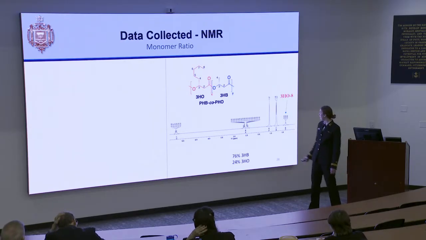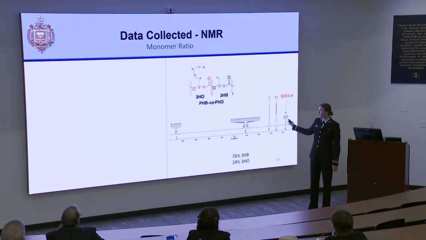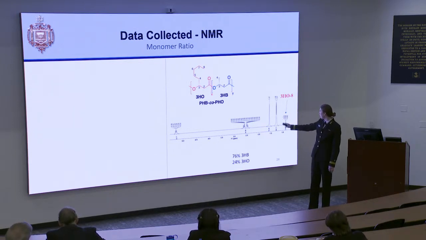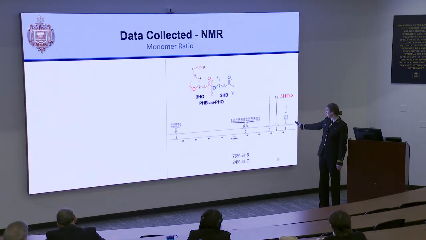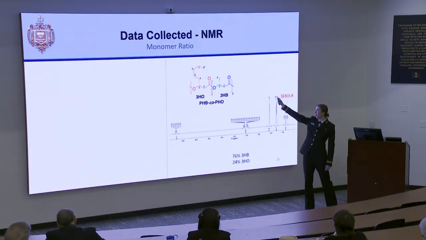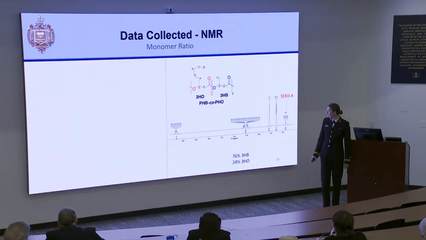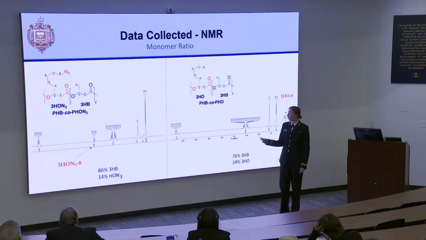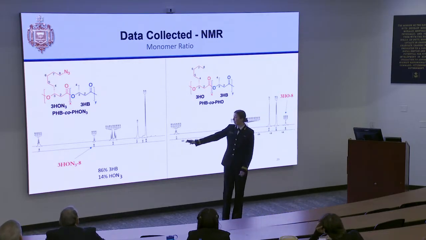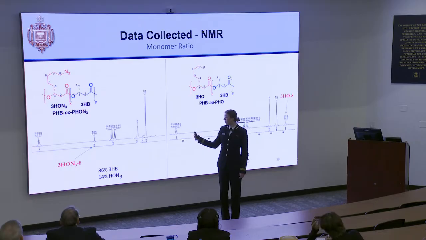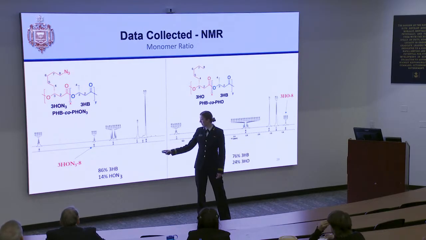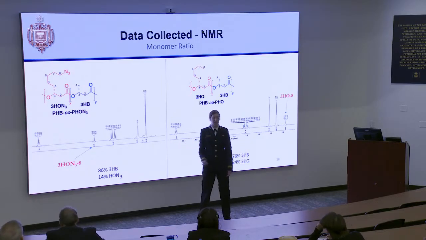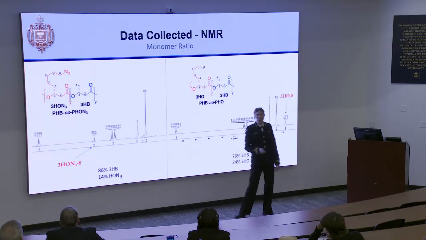Next is nuclear magnetic resonance spectroscopy. So based on the integration of the peaks, we can determine the ratio of the 2 monomers. So this is PHBO, and with this integration of this peak representing the hydrogens on the 8th carbon, we can determine that it was 76% butyrate and 24% octanoate. And then for our PHBO N3, we use the field that's more downfield because it's in a more polar environment to integrate the peaks to learn that it was averaging at about 86% butyrate and 14% octanoate.